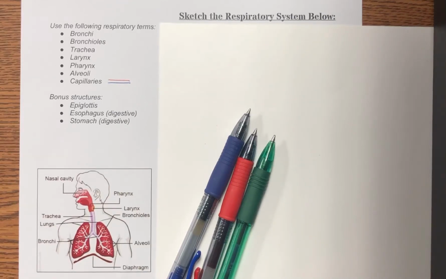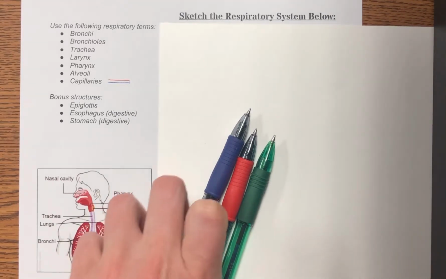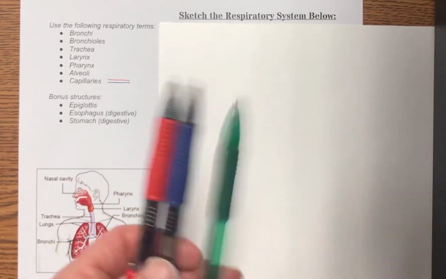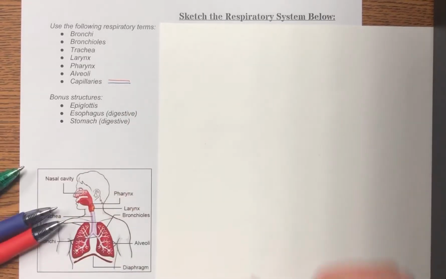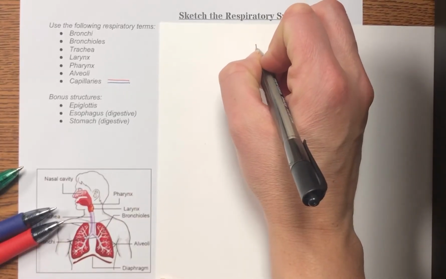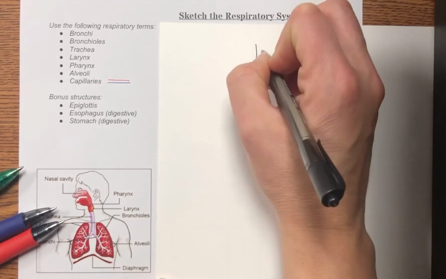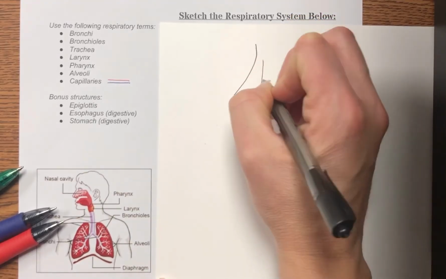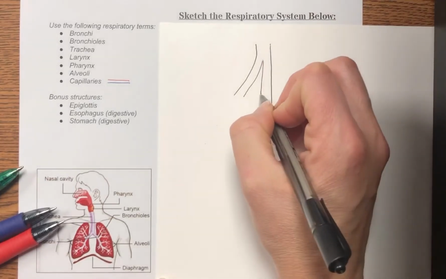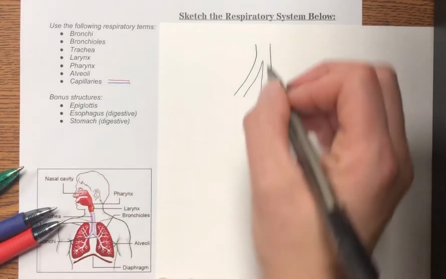Today we're going to draw a rough sketch of the respiratory system. You're going to need red, blue, any extra color. I chose green, and just a normal pen or pencil. So we're actually going to start like that. Okay, so this is the very top.